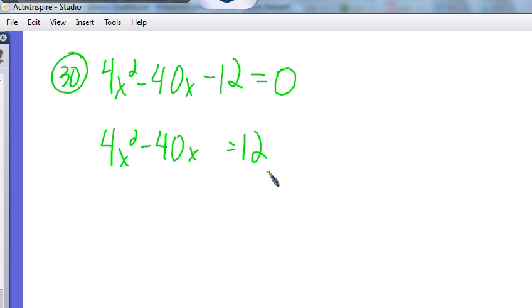Now add 400. Why are we adding 400? Because when you add 400 to both sides, negative 40 divided by 2 is negative 20, and negative 20 times negative 20 equals 400. So in order to factor that, we're going to need a plus 400.